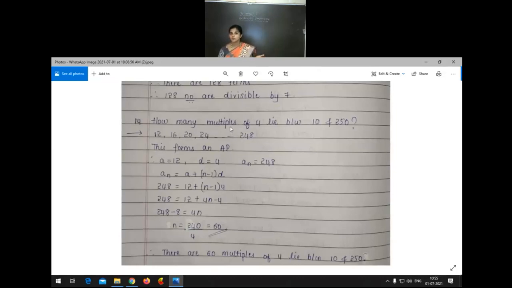How many multiples of 4 lie between 10 and 250? For this type of question, the arithmetic progression concept and some basic concepts are needed. You all know the multiples of 4, but here there is a restriction: multiples of 4 between 10 and 250. After 10, is 11 a multiple of 4? No. Then 12, yes, of course. 12 is the first multiple of 4 between 10 and 250.